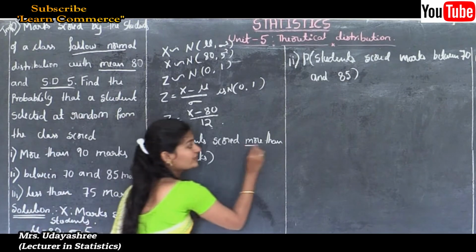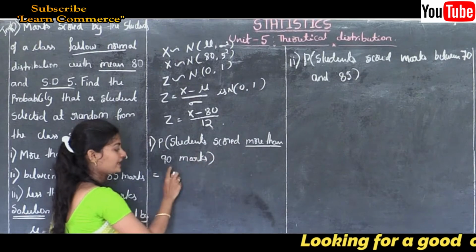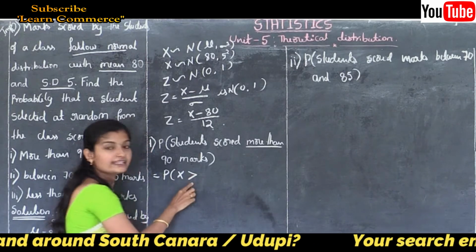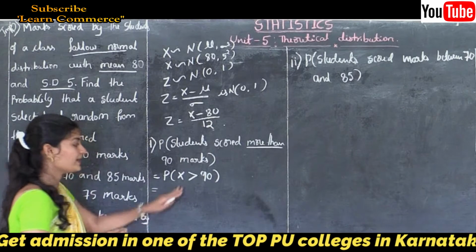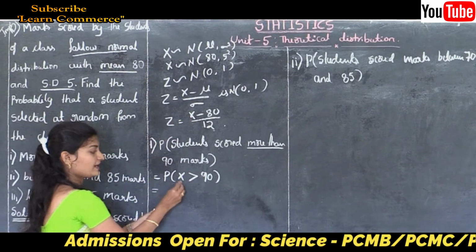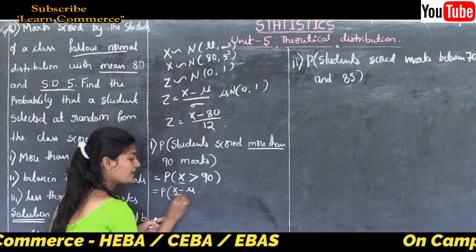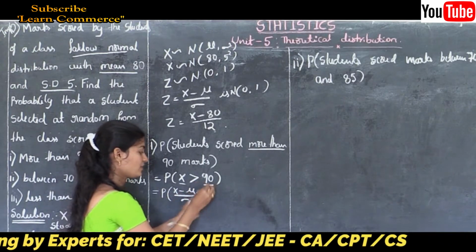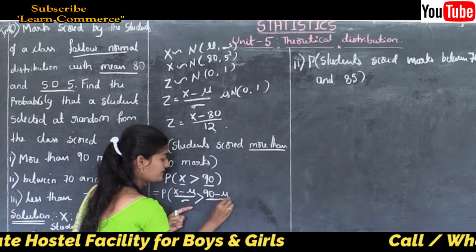How to write more than 90? Students scored more than 90 is the probability of x greater than 90. The sign is greater than 90. I will write this x in the form of z, so probability of x minus mu divided by sigma, the sign is greater than, and in the place of x I write 90, so 90 minus mu divided by sigma.